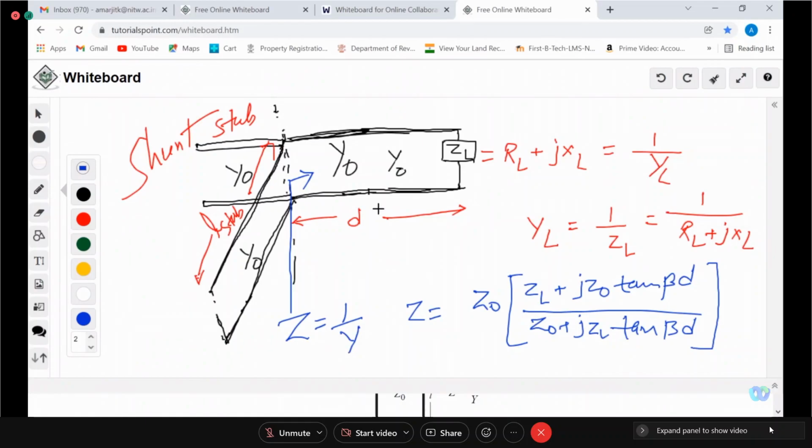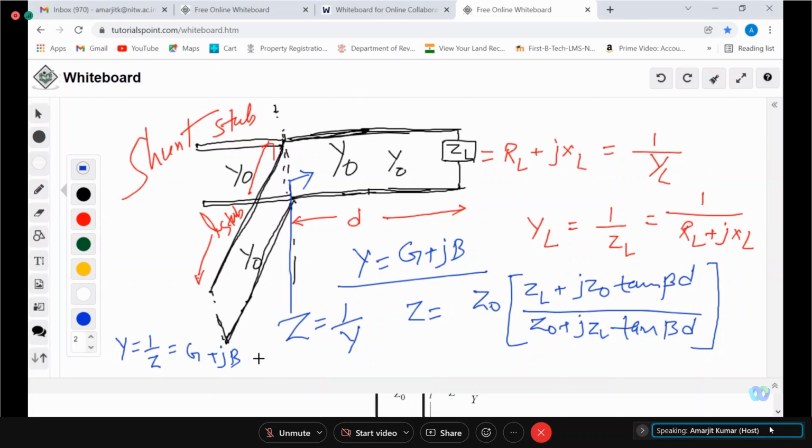Z is equal to 1 upon Y, and Y is equal to G plus jB, conductance and susceptance, shunt susceptance. So basically Y is equal to 1 upon Z, and Z we have here. Y is equal to 1 upon Z is equal to G plus jB. Can you reverse it? Can you write 1 upon Z?